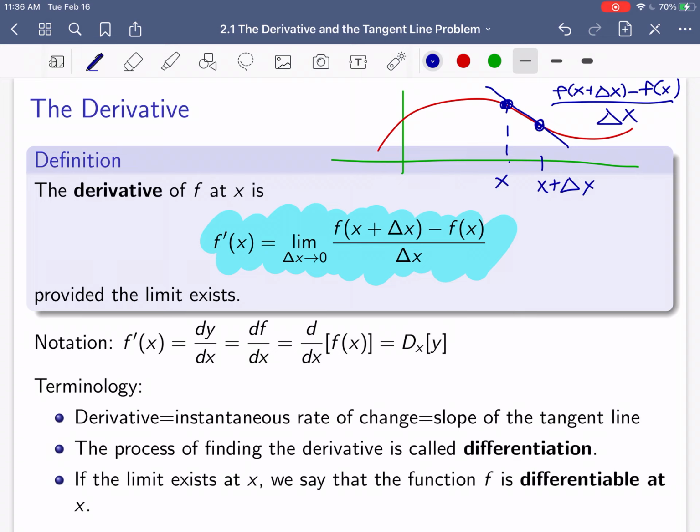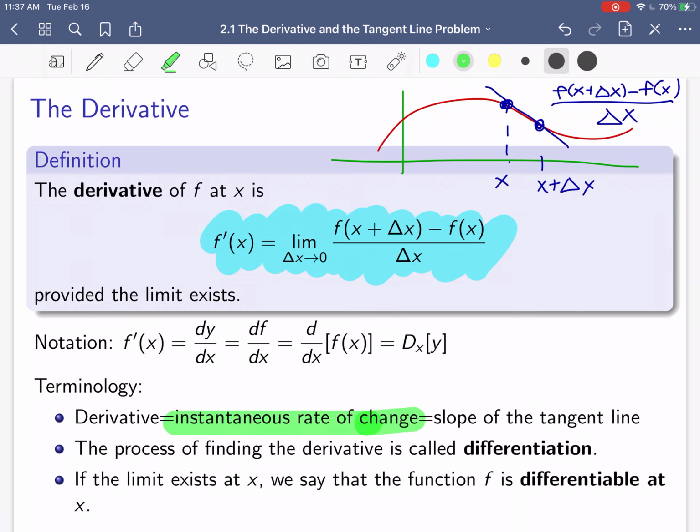But we're going to let that value of delta x go to 0 so that the function value of the second point is approaching the function value of the first point. So we're trying to find out what is the slope exactly at the point. And so we can write this as a function, right? So we're describing this very generally.